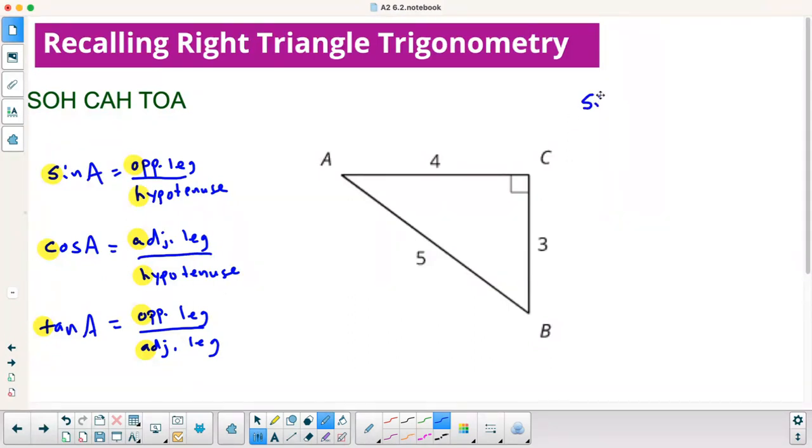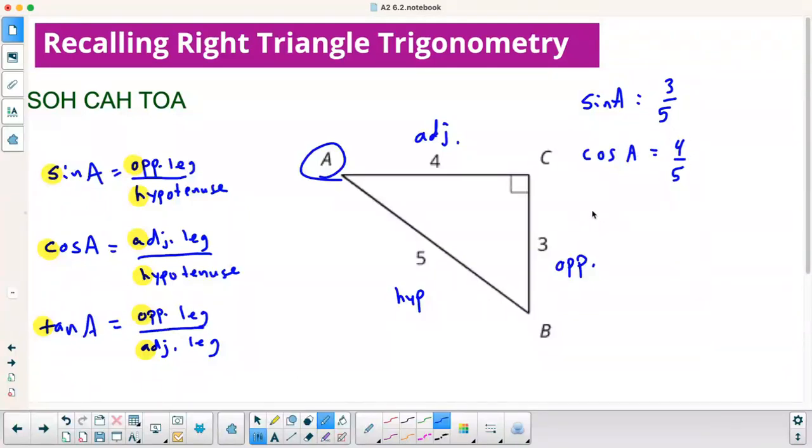I could say the sine of angle A. If this is my angle, this would be my hypotenuse, this would be my opposite leg, and this would be my adjacent leg. So the sine of A is going to be 3 over 5. Cosine of A is going to be 4 over 5. And the tangent of A is going to be 3 over 4.